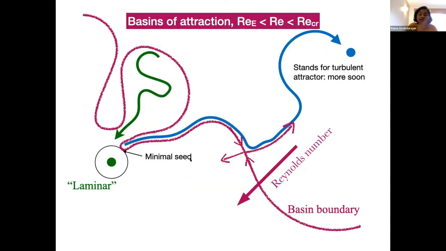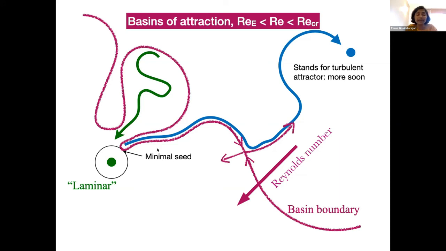So it's of course a complicated, very high dimensional system. In that system there is a high dimensional basin boundary, which I've shown by this line. Anything that starts on that side of the basin boundary will go towards turbulence. Anything that starts on this side will go towards laminar. And sometimes this basin boundary can come rather close to the laminar attractor.